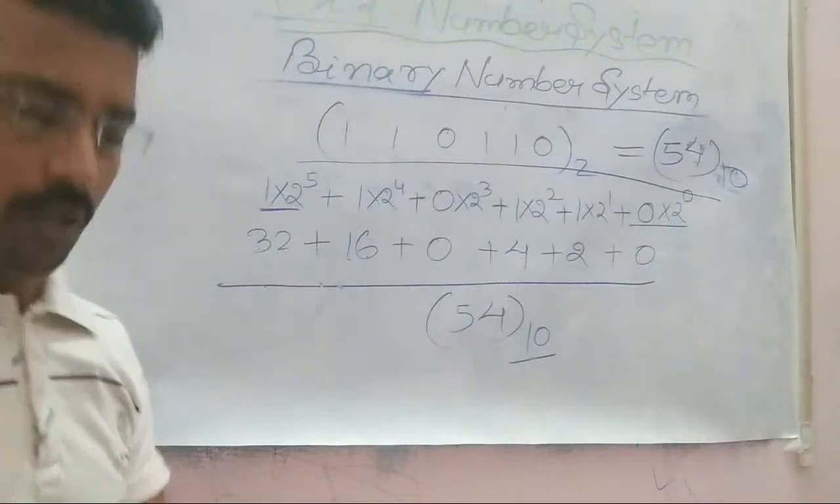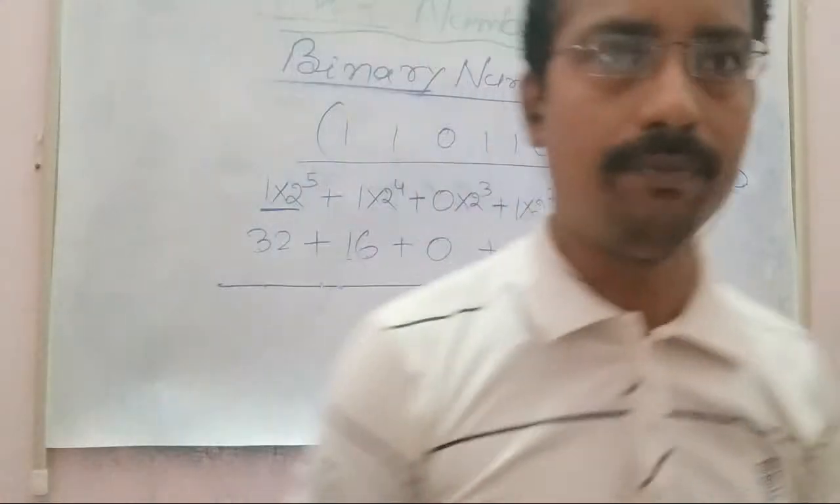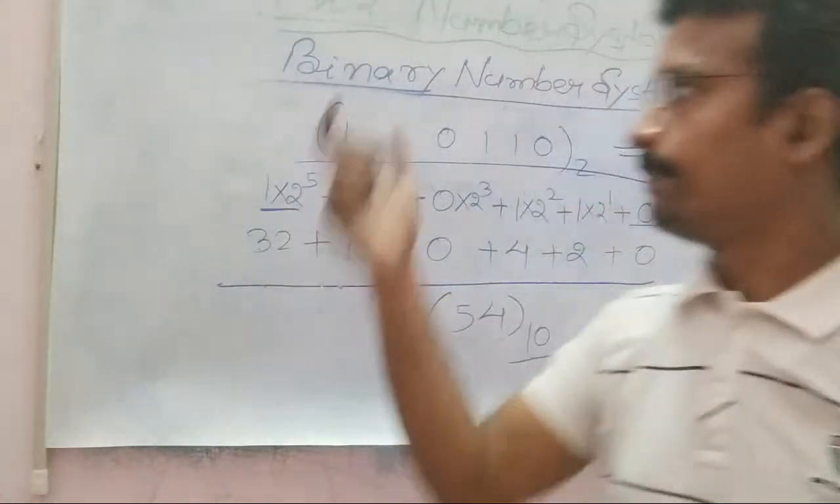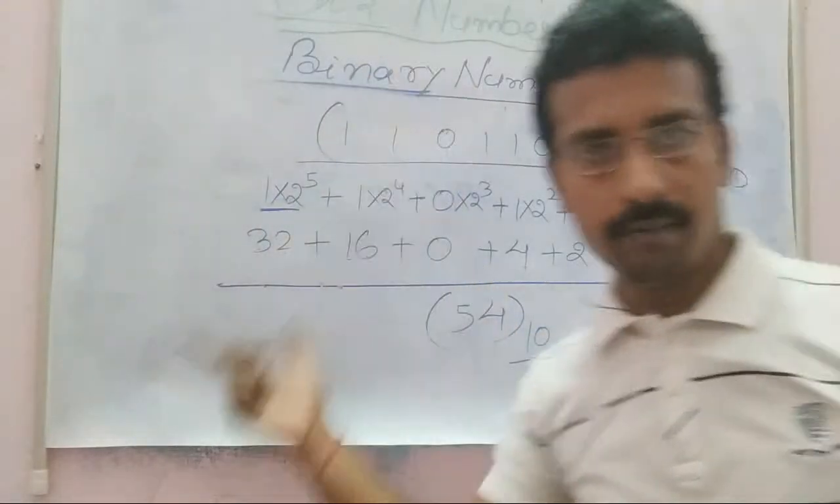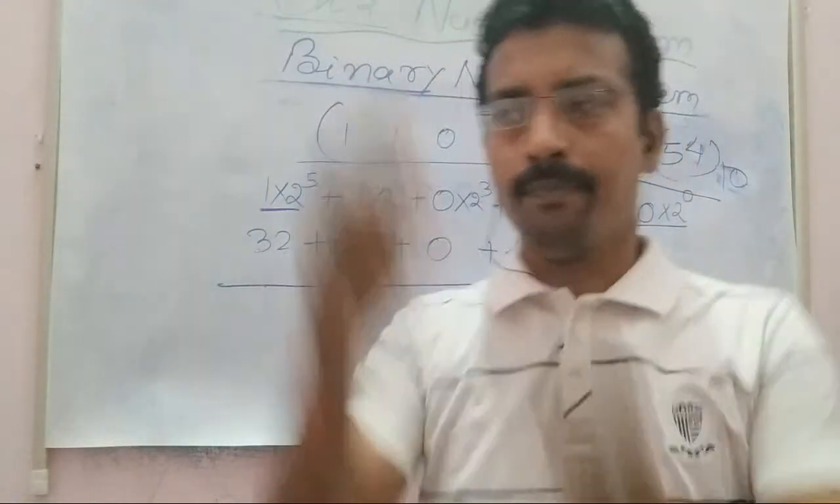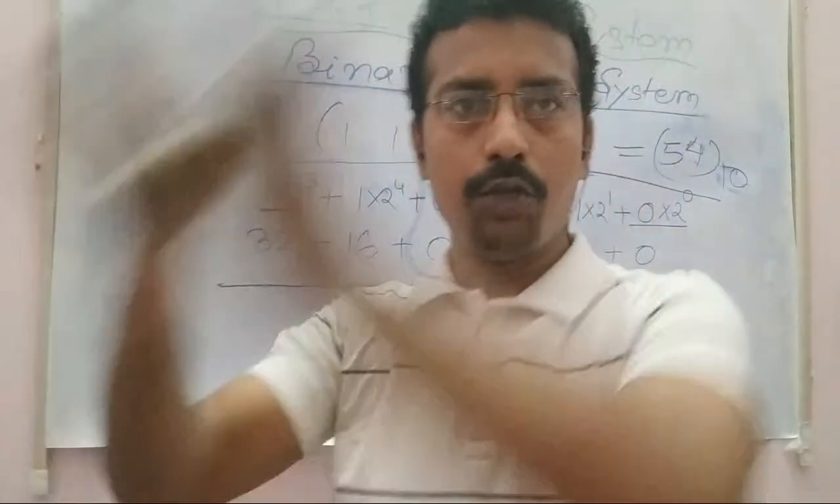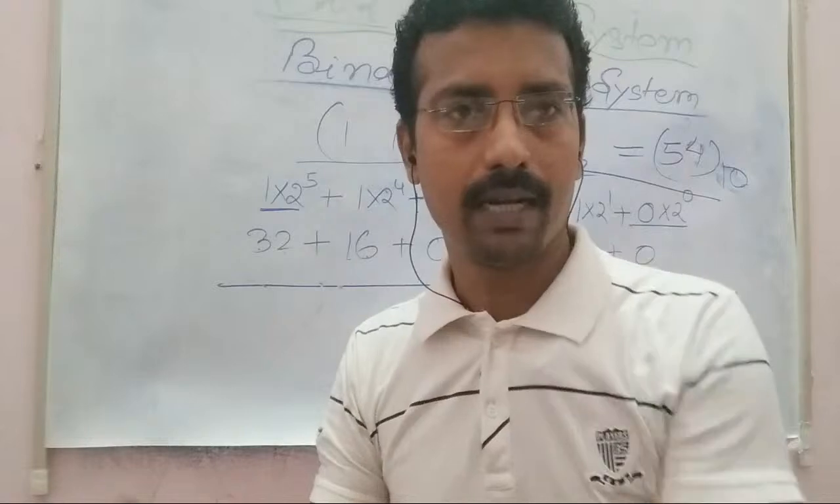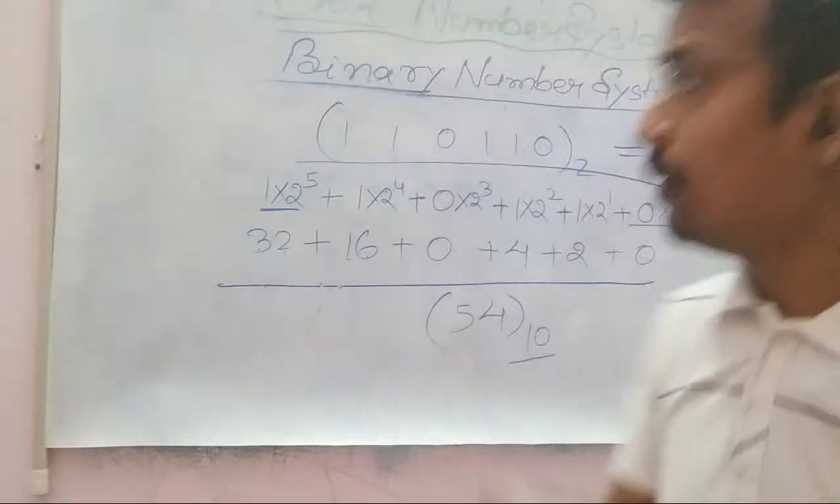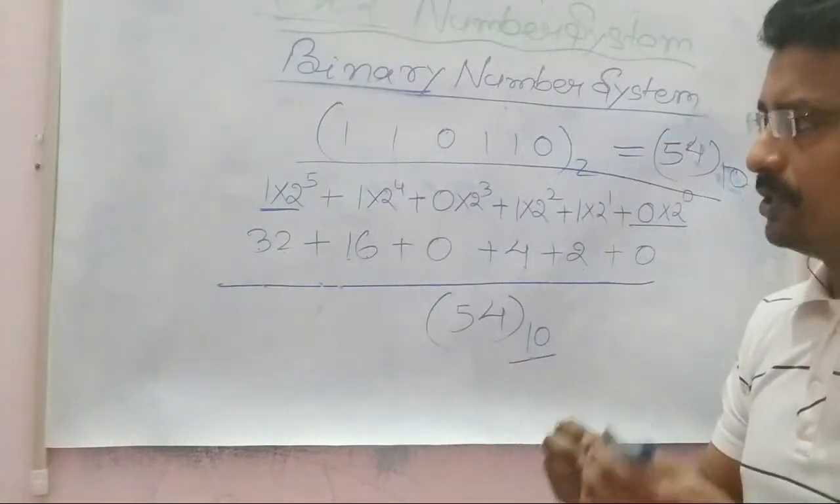Calculation is okay. So the number systems we have just seen were the decimal number system and the binary number system. In the binary number system, we have seen two things: how to convert a decimal number into binary form and a binary number into decimal form. Clear? So this way we can convert any number.